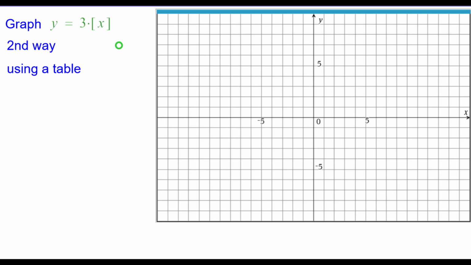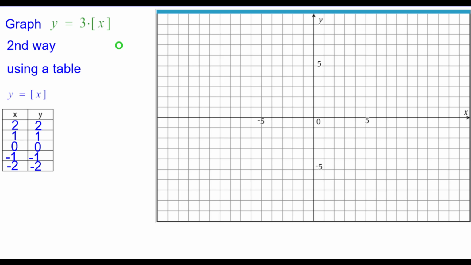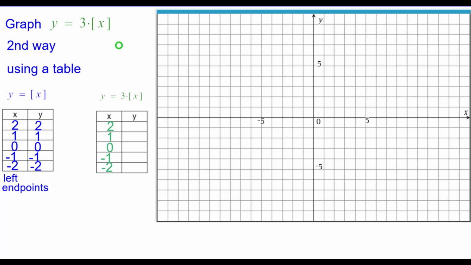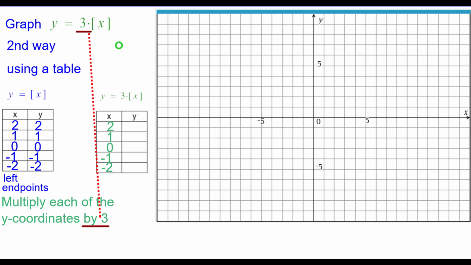Second way is using a table. So these are the values we use. These are for the left endpoints that we'll do in blue. And then in green, we need to multiply each of those y coordinates by 3 because that's the coefficient there. So 2 times 3 is 6. So we'll plot the left endpoint at 2, 6, and then make a step out of it. 1 times 3 is 3. 1 comma 3 is where our left endpoint will be for the step.